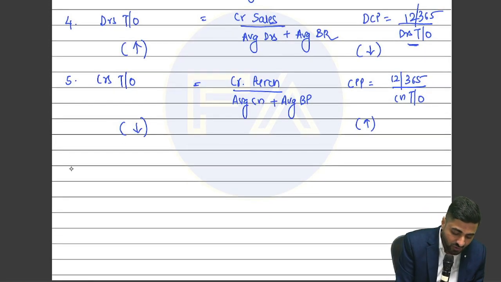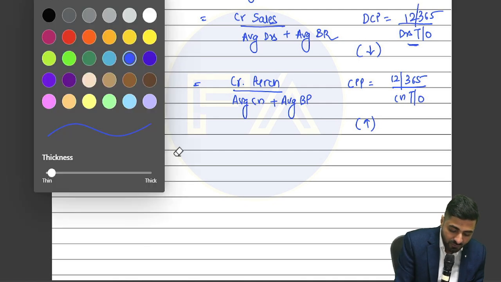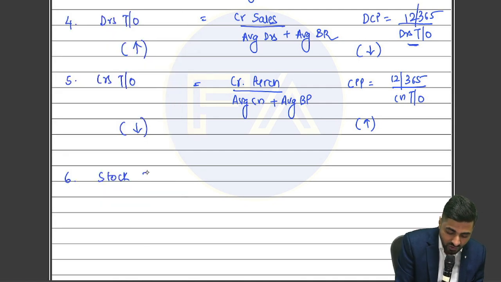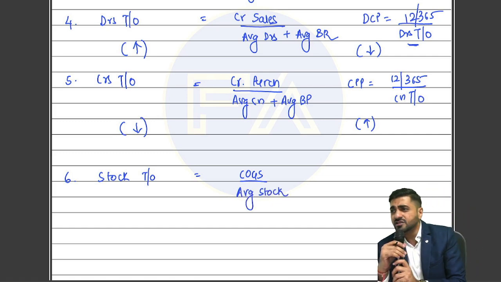Then there is something called stock holding period. First, tell me what's the formula for stock turnover ratio. Can I say this is nothing but COGS upon average stock? Will this give you the stock turnover ratio? Yes or no?